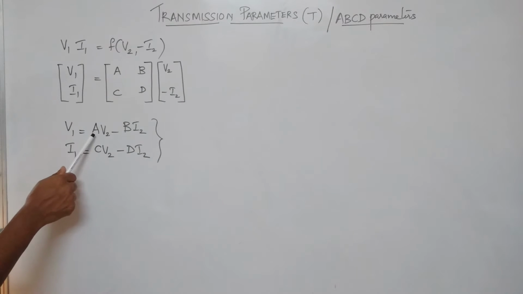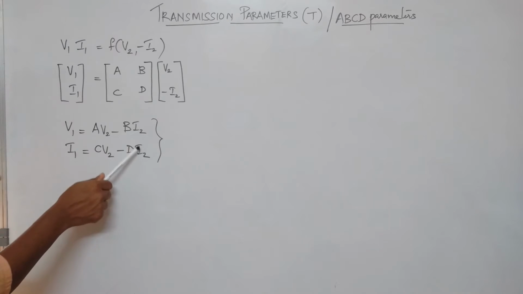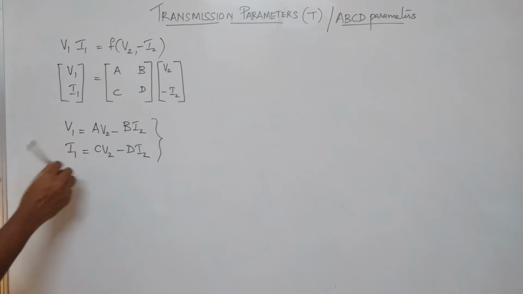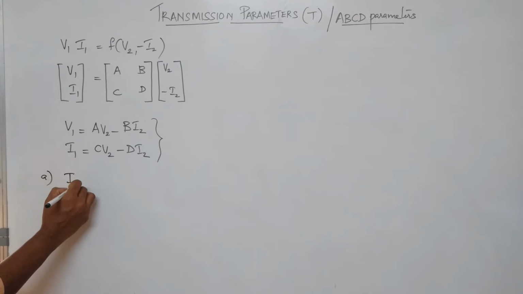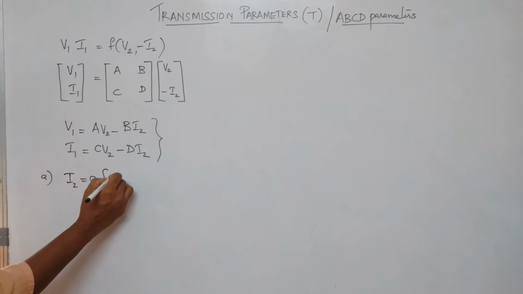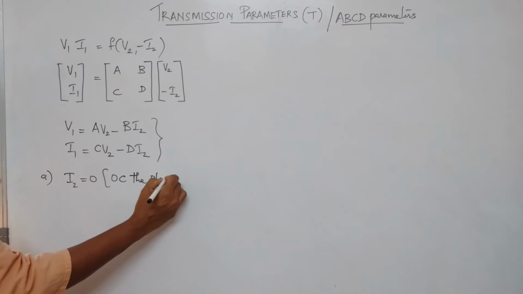In order to obtain A and C, we have to make I2 equal to 0. That is, we have to open circuit the output port. So the first case is, let's make I2 equal to 0, that is, let's open circuit the output port.